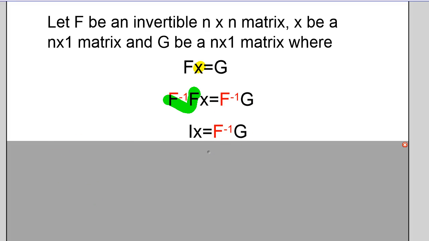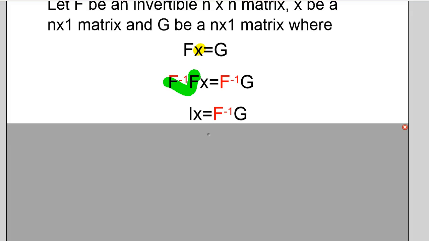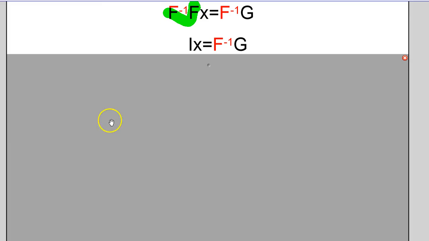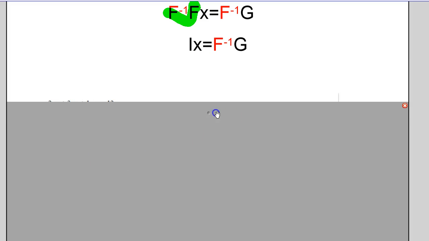So let's take a look at an example and see how that goes. Now in this example, we're going to use a 3 by 3 matrix. So it's going to be kind of large. But let's take a look at how we will start with the system of equations and use what we know in order to solve using matrices.